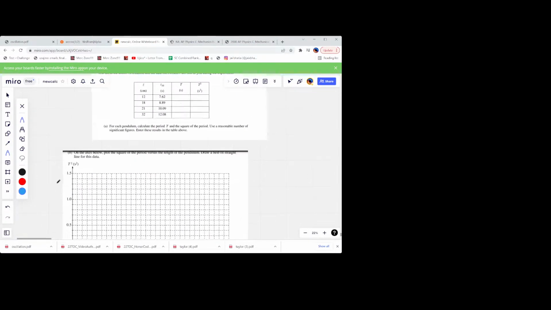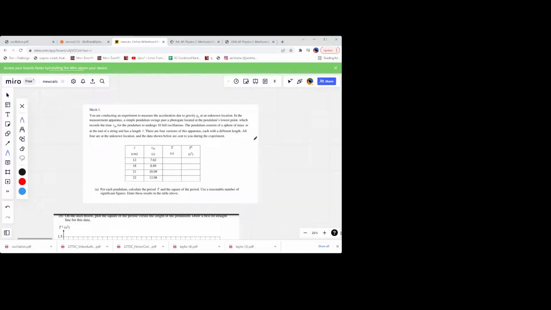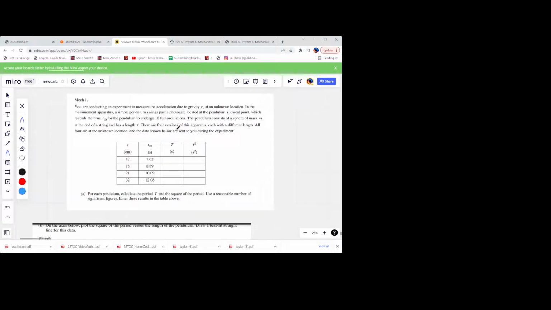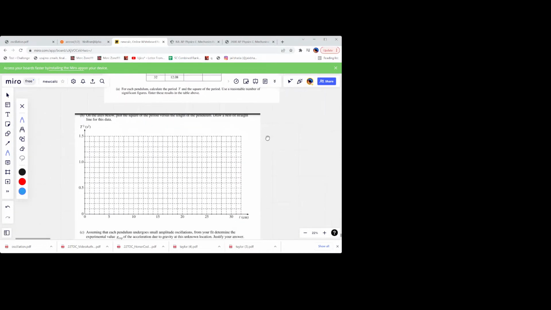Okay, so A is just plug-in stuff. Well, I guess I should probably, wait, what? Which records the time T10 for the pendulum to undergo 10 full oscillations. Oh, okay, so they already give you the time. So this is just like 0.762 or whatever. This is like 0.5 something. Okay, so you just divide all these by 10 to get the period, and then you square that for T squared. Okay, cool, sure.